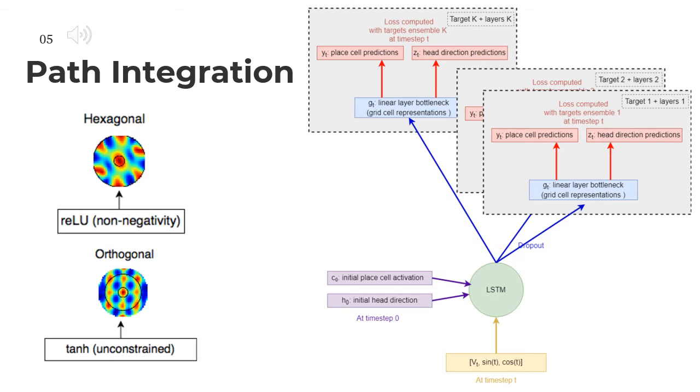To overcome this and get better generalization, we trained the LSTM with several sets of targets and layers, switching them during training. The training performance got worse, but we didn't see any improvement when using this enhanced LSTM with a new target ensemble. This experiment showed us that we have to train the LSTM jointly with the desired place and head direction cells.